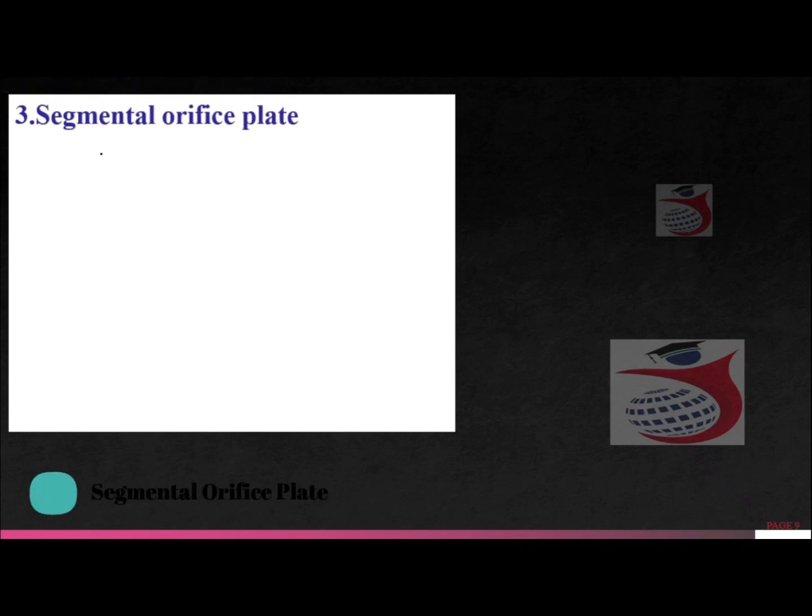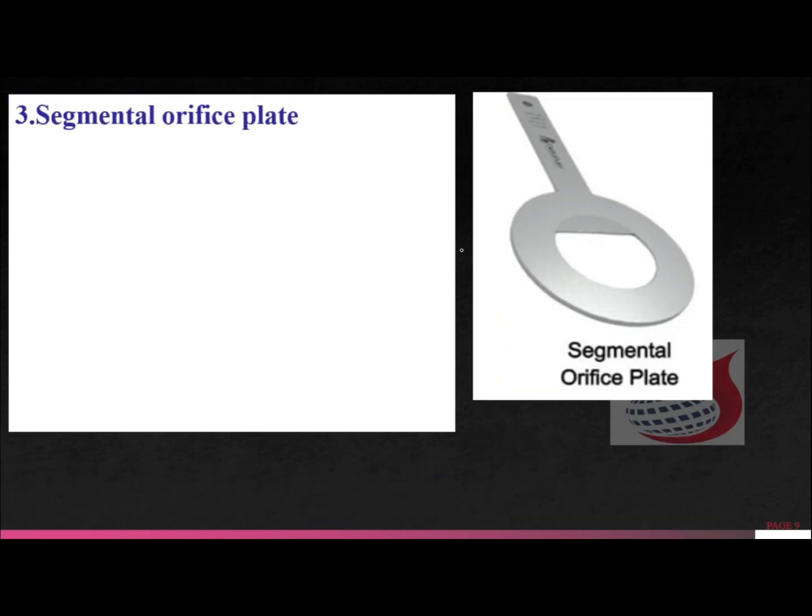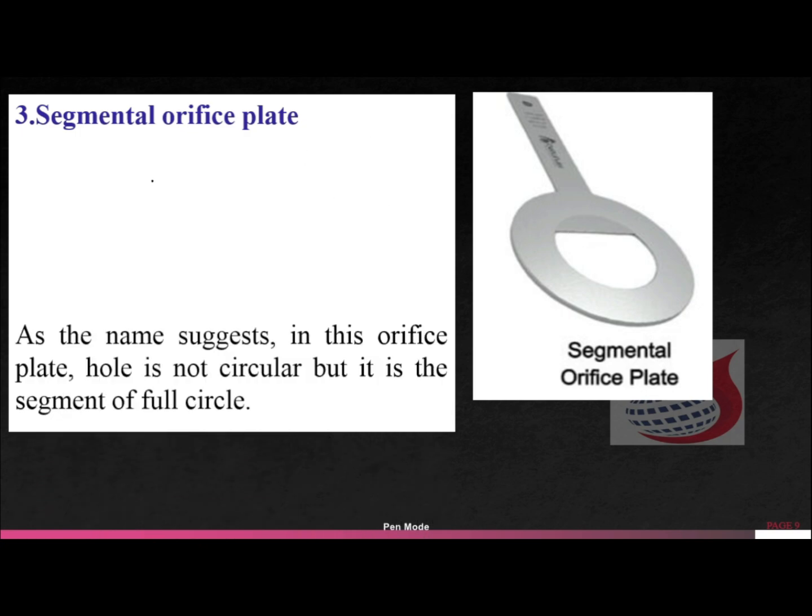Now segmental workpiece plate. This is the segmental workpiece plate. Segment means part of anything. So here the segment is a part of the hole. So the hole will not be complete. It will be part of a hole. That is the only difference.